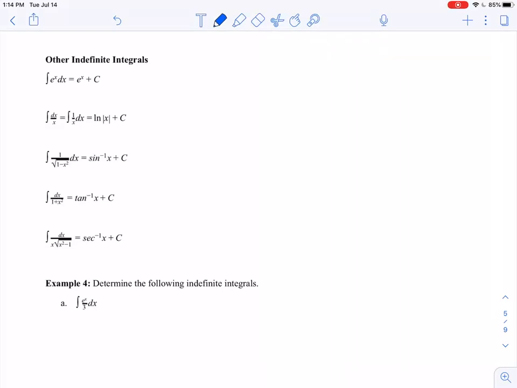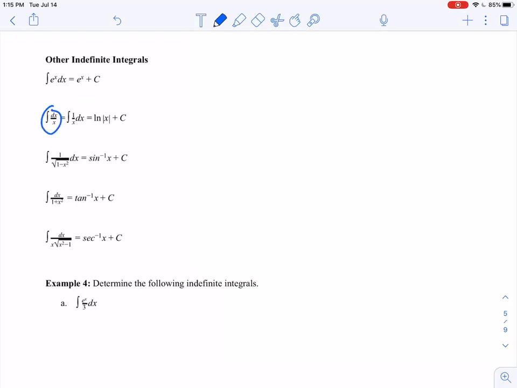So at this point, we've talked about the power rule, we've talked about some trig antiderivatives. We're just going to throw in a few other indefinite integral formulas. So the antiderivative of e to the x, we did this one earlier actually, it's just e to the x plus c. And again, just check your answer if you're unsure. Take the derivative of e to the x plus c, derivative of e to the x, that is e to the x. C is a constant, so derivative of that term is 0.